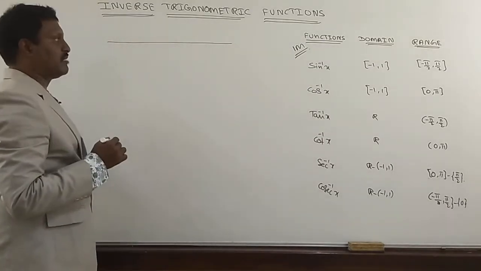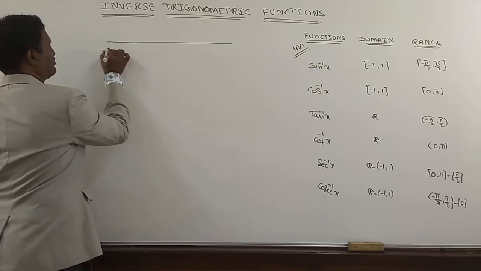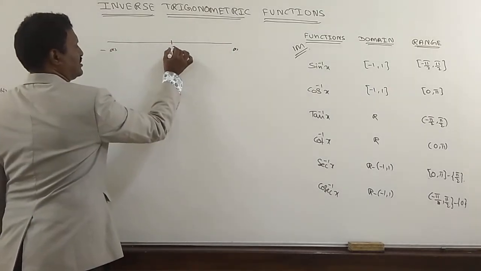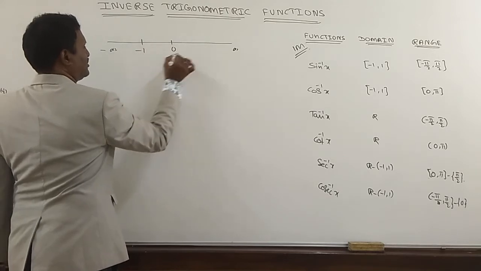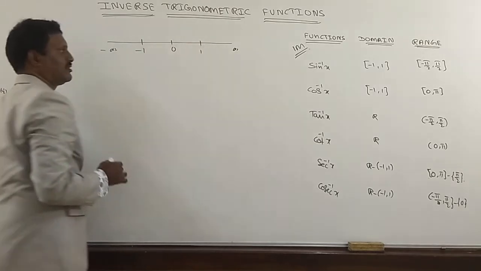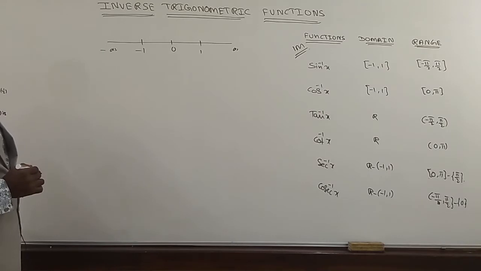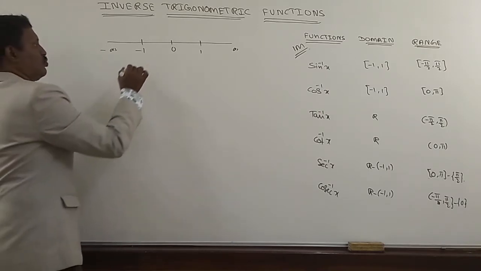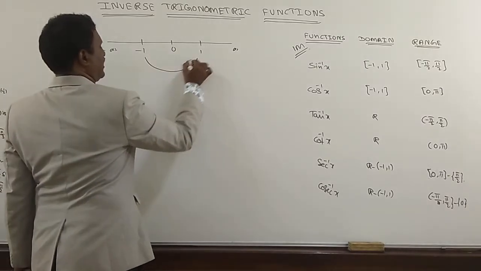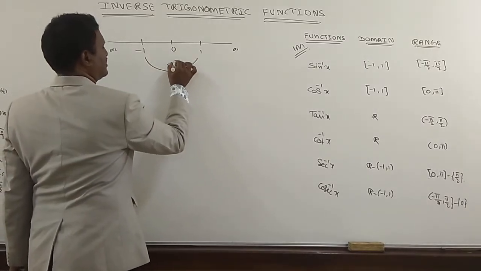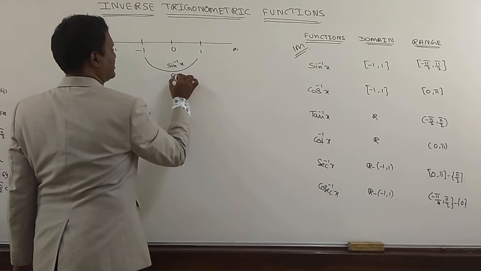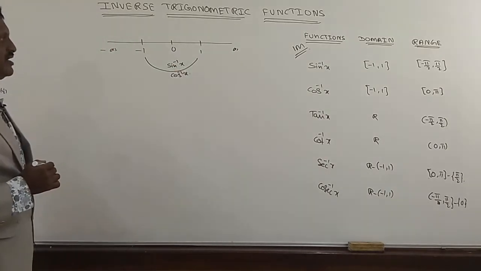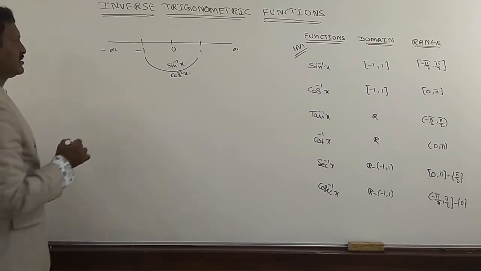You can take the number line. This is minus infinity comma plus infinity. In the middle take 0, and on the left hand side minus 1, on the right hand side 1. To remember easily, now concentrate. Minus 1 to 1 under the closed bracket, remember, this is the domain of sin inverse x and cos inverse x.